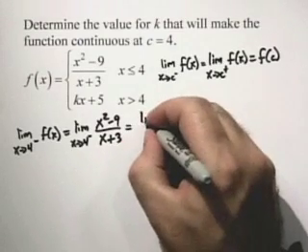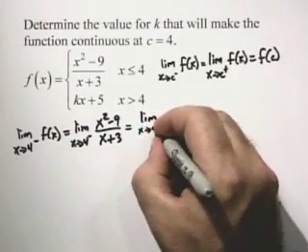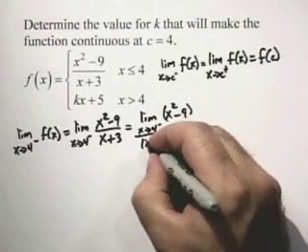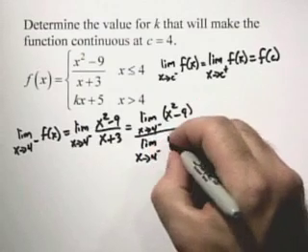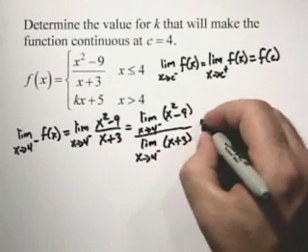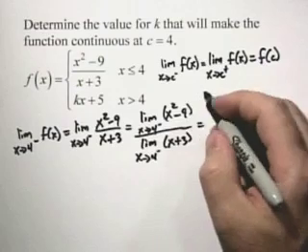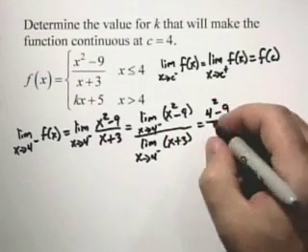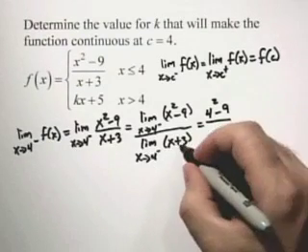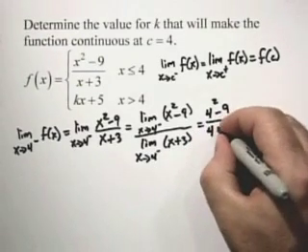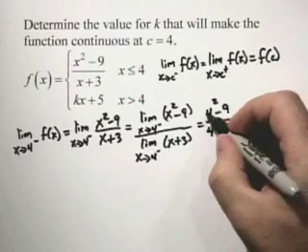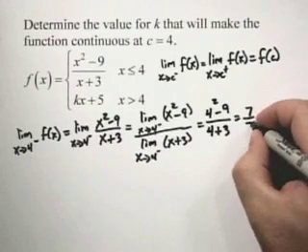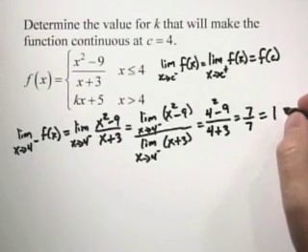Use our quotient rule. Write this as the limit as x approaches 4 from the left of x squared minus 9 divided by the limit as x approaches 4 from the left of x plus 3. In the numerator, we're taking the limit of a polynomial and plug in our value for c. We get 4 squared minus 9. And in the denominator, we again are taking the limit of a polynomial. We'll plug in our value for c, get 4 plus 3. So we'll have 16 minus 9, which is equal to 7, over 4 plus 3, which is 7, and 7 over 7 is equal to 1.